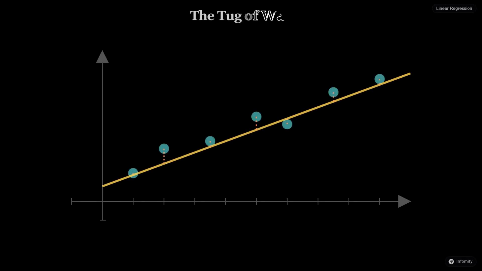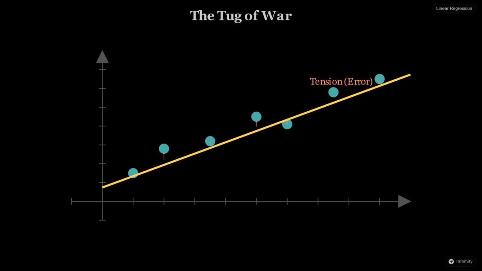Every peg pulls on the band, trying to bring it closer. If a peg is far above the band, it pulls upward. If it is below, it pulls downward. This tension is what we call the mismatch, or the error. The rubber band is in a constant tug of war, feeling the collective pull of every single data point simultaneously.